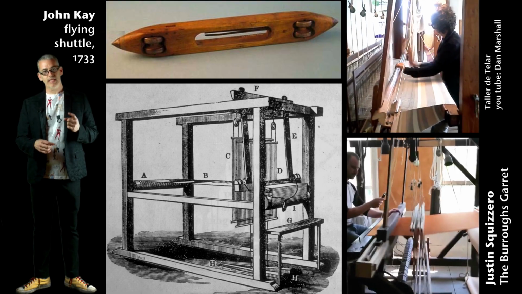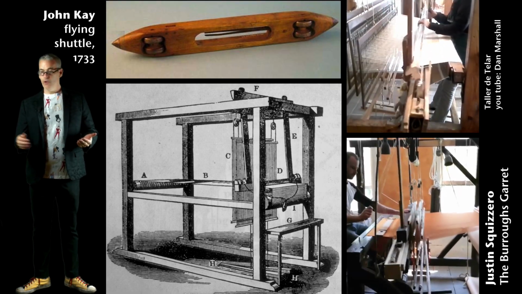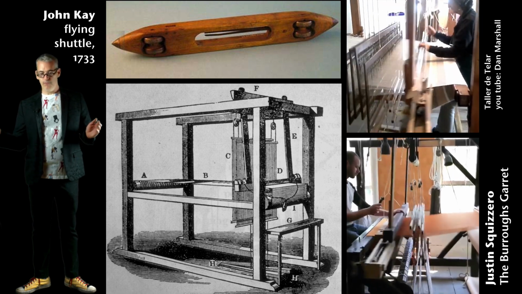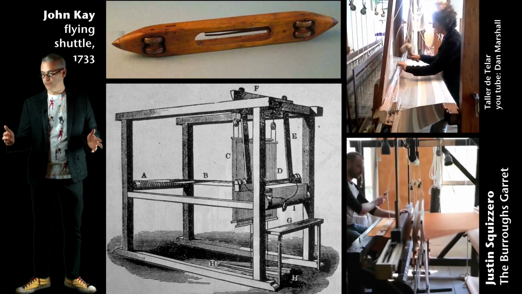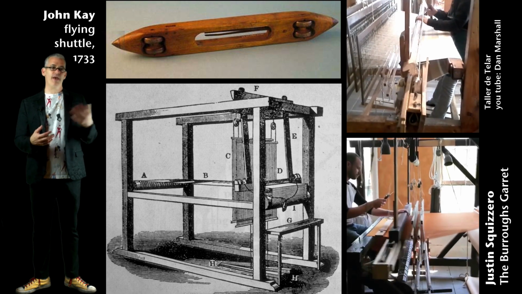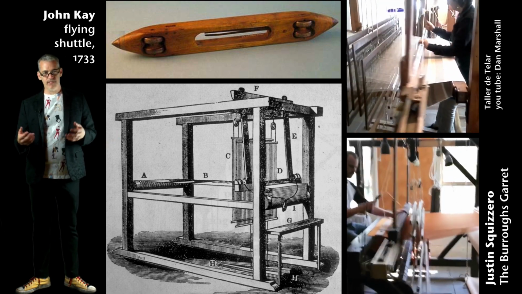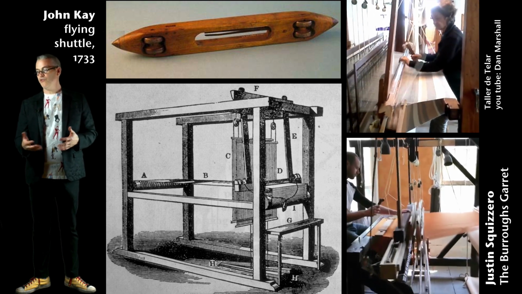The first step forward was adding wheels to the bottom of the shuttle and putting a support underneath the warp so you could roll it across. The flying shuttle allowed one person to weave much wider, much faster than had ever been possible. It seems like such an obvious idea that it should have happened long before, but that's what happens with innovation. An obvious idea suddenly enters the stream and unleashes a whole bunch of subsequent steps forward.